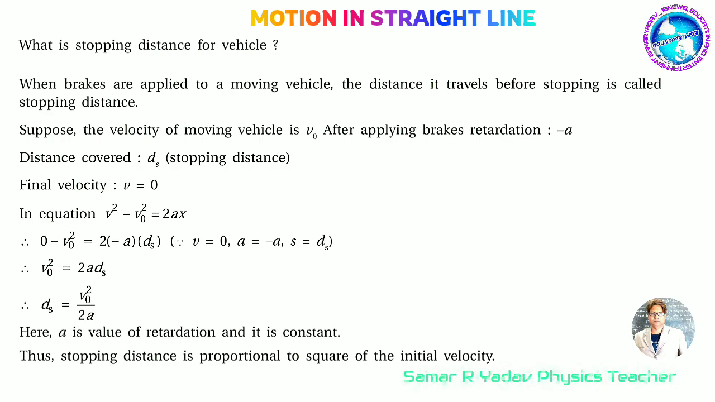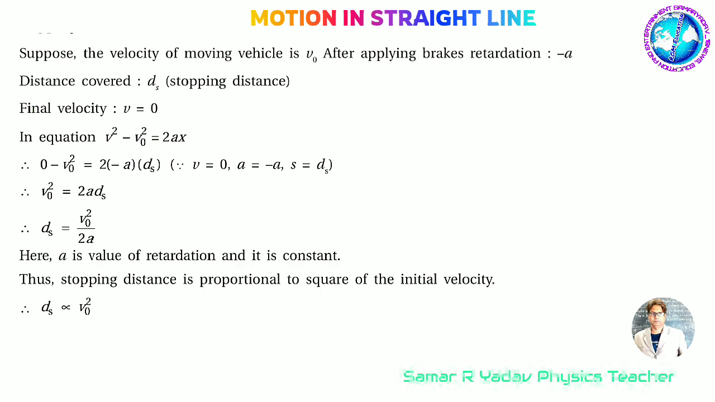therefore 0 minus v0 square is equal to 2 times (minus a) times (ds), where v is equal to 0, a is equal to minus a and s is equal to ds. Therefore, v0 square is equal to 2a ds. Therefore, ds is equal to v0 square upon 2a. Here a is the value of retardation and it is constant. Thus, stopping distance is proportional to the square of the initial velocity. Therefore, ds is proportional to v0 square.